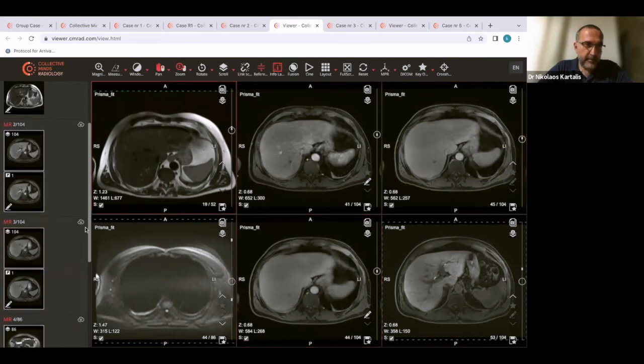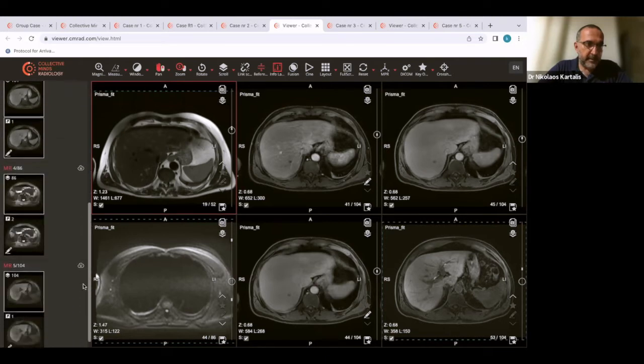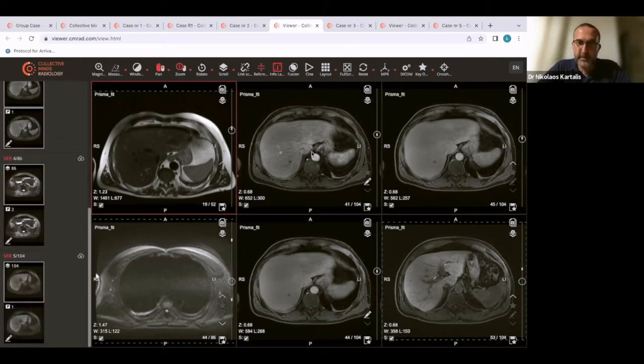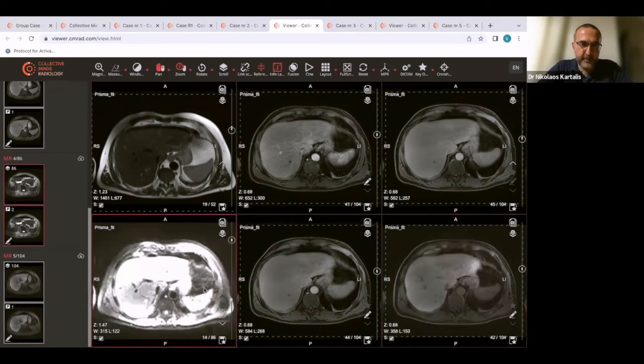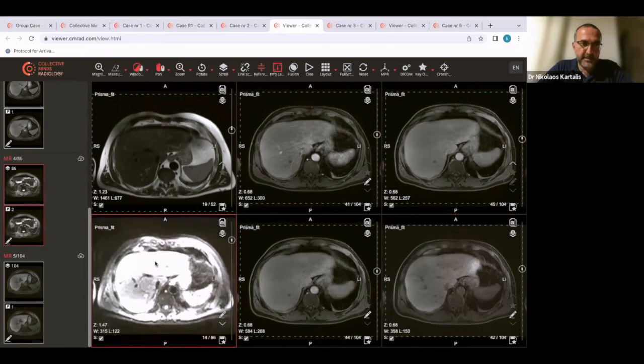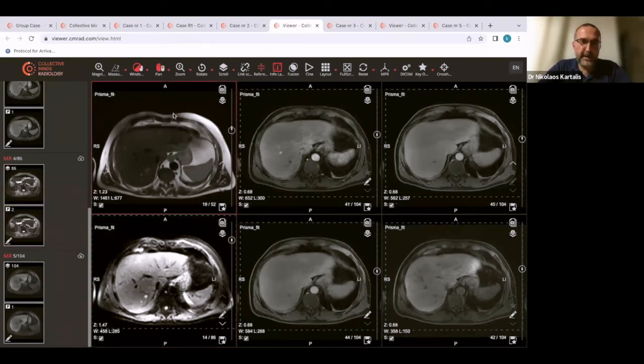Probably my portal venous phase has disappeared. I don't see it anymore. Yes, unfortunately, the portal venous phase has disappeared, but we still can do the job with late arterial phase, 3-minute phase, hepatobiliary phase, and the diffusion imaging. I will just change. So take a few seconds. I will also explain the images for those not having the viewer.